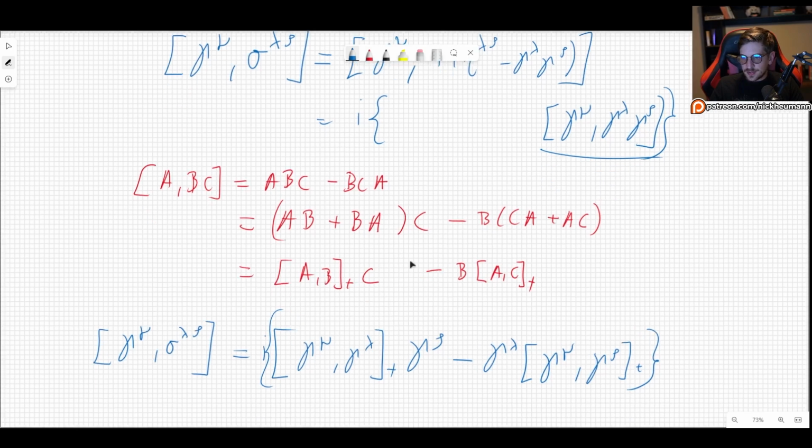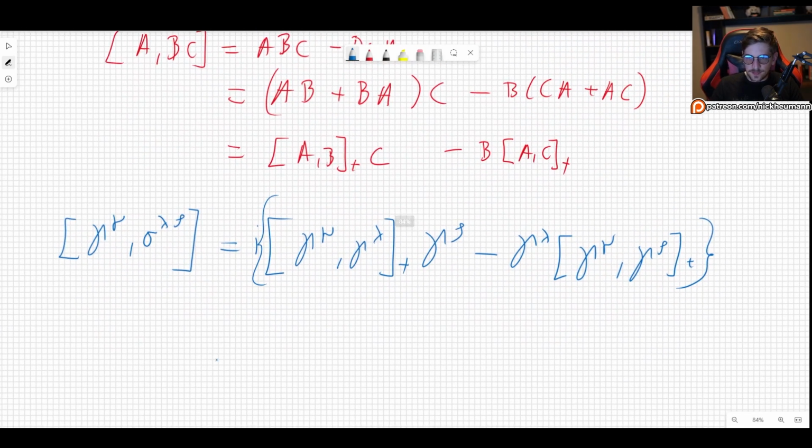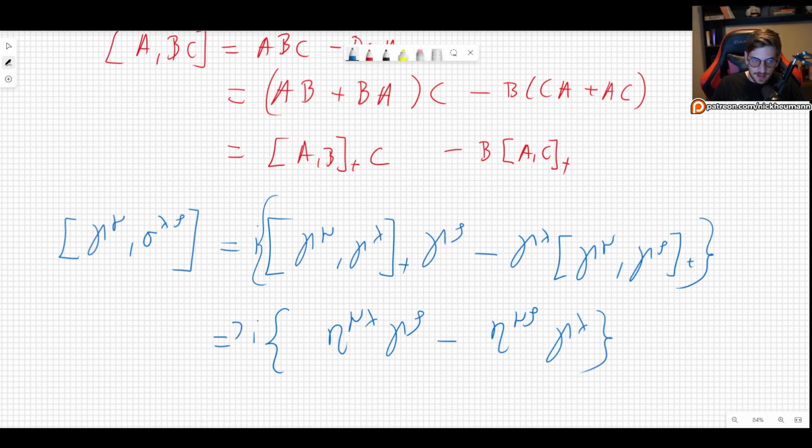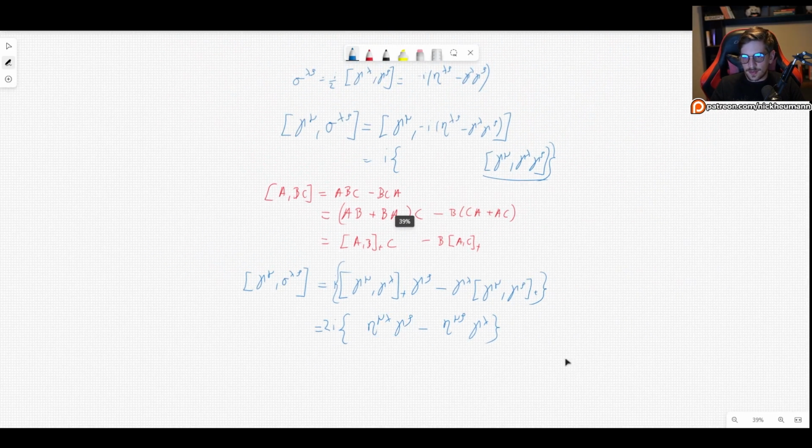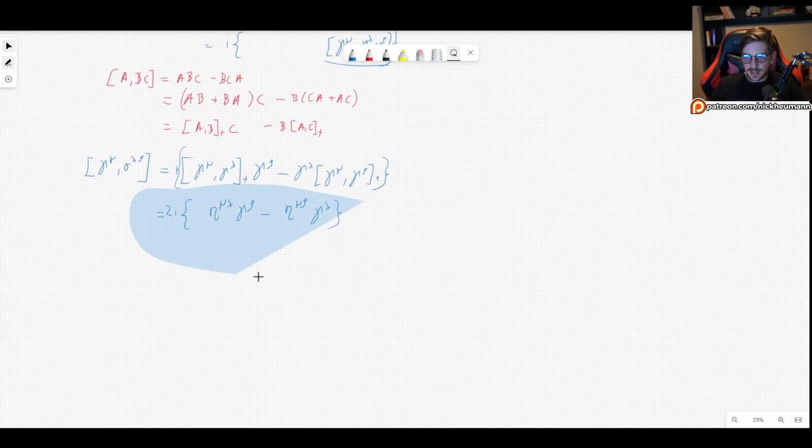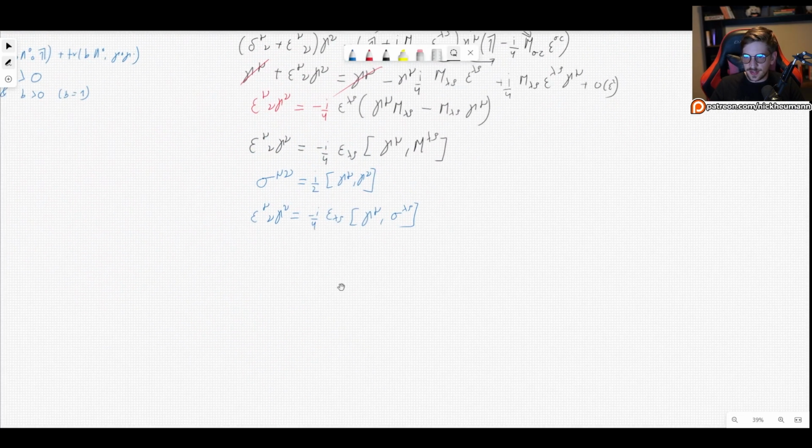Okay, so what are these things? Well, we know that this is i times the anti-commutator of this, that's the Clifford algebra, right? 2 eta mu lambda gamma rho minus 2 eta mu rho, I just commuted it here because, again, this is simply a number, gamma lambda. So that is one way to write this. Of course, we can just factor the 2 to the front. That way it's just a little bit cleaner. And there we go. So that is the result from that commutator, which I will now take back to where we were.